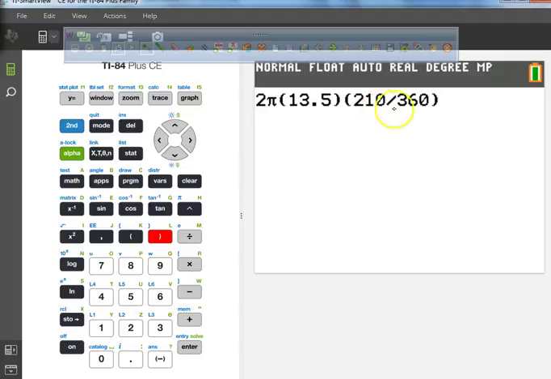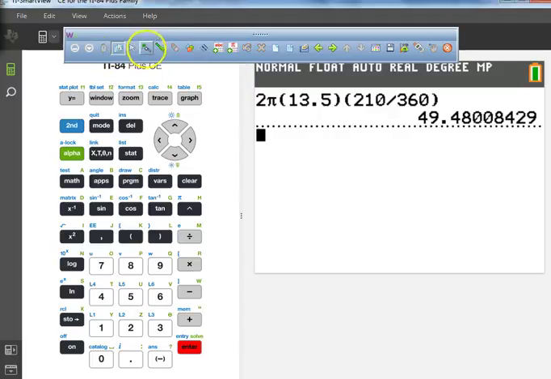All of that is typed in correctly. What do you do now? You just press enter. And voila. You have your answer.